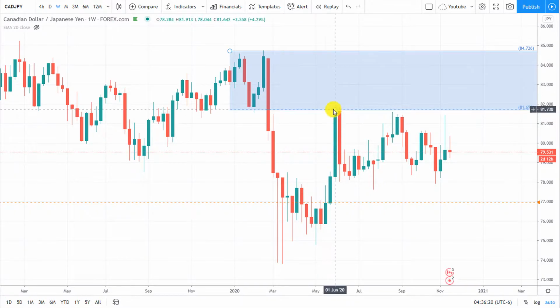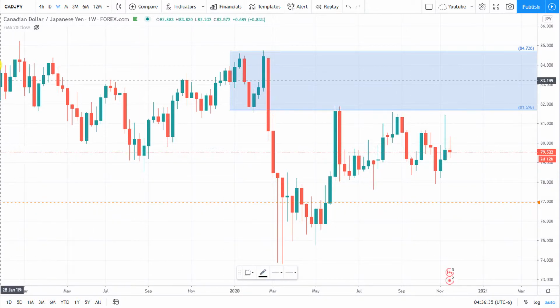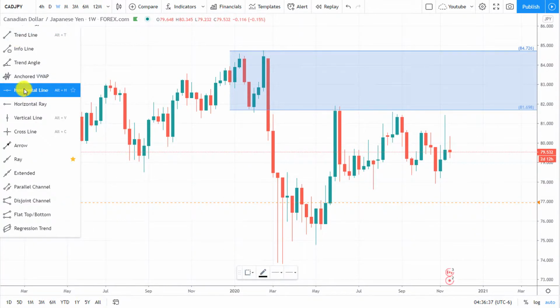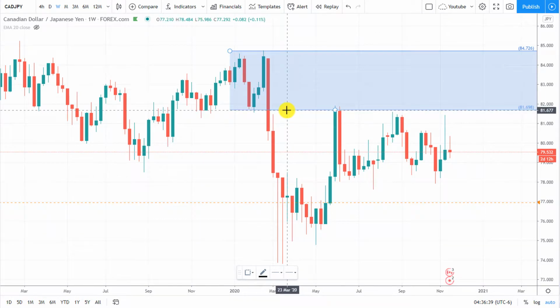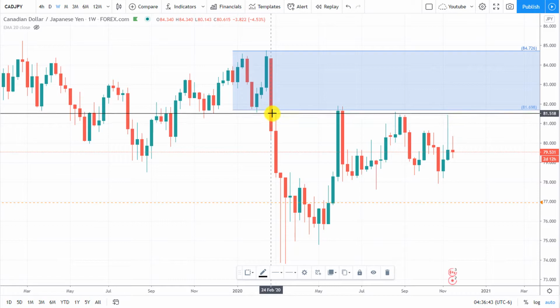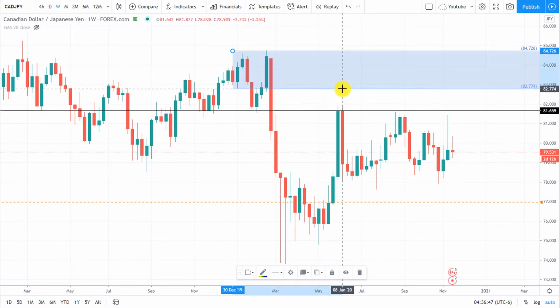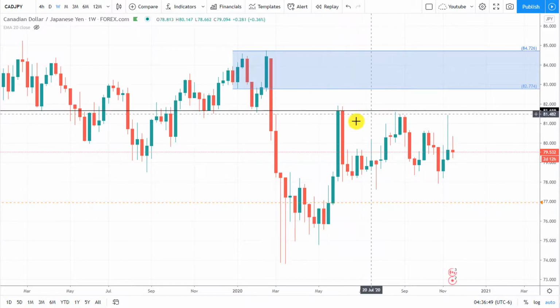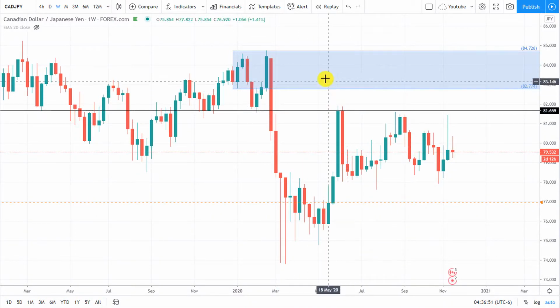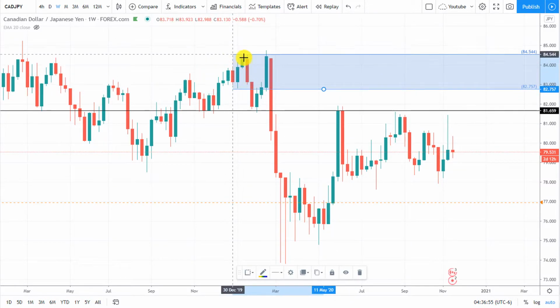So this is the monthly supply zone. Let me draw a horizontal line here. So this horizontal line is that monthly supply zone. This is the weekly supply zone. We can narrow it down some more here.